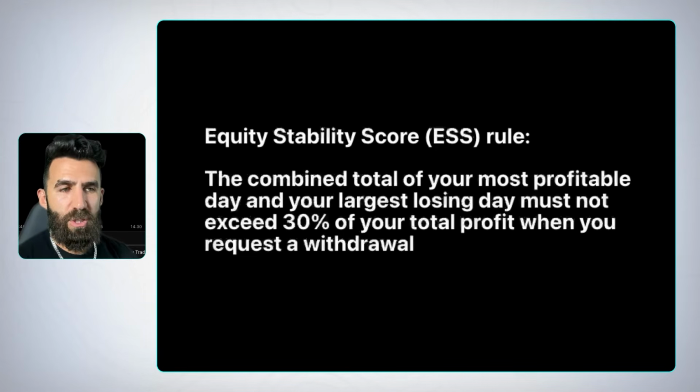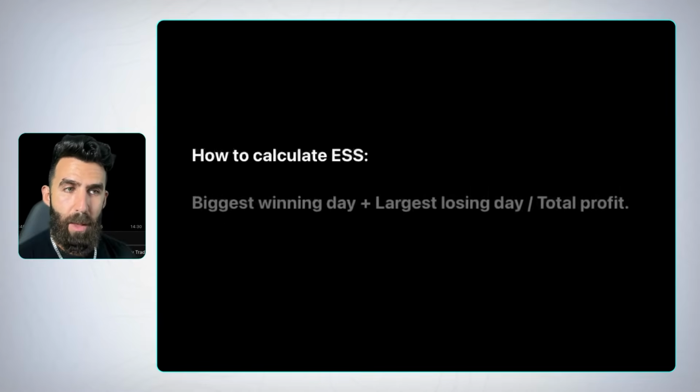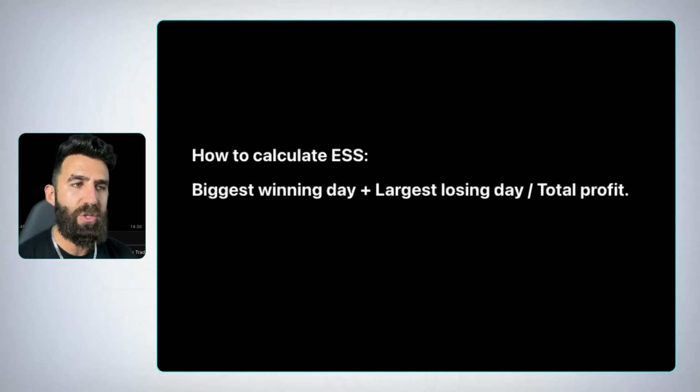Combined total of our most profitable day and our largest losing day must not exceed 30% of your total profit. Let's take a look at what that means, how this is going to work, how we can set ourselves up for success. How do we calculate that? Very simple. Combined biggest winning day plus largest losing day divided by total profit. That's how we calculate our ESS score.